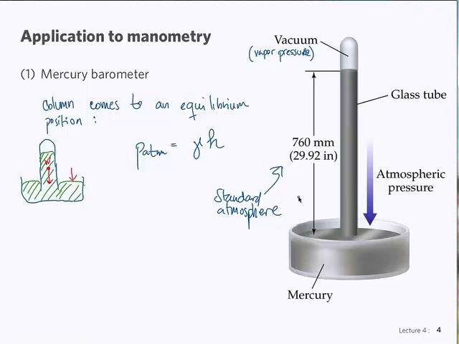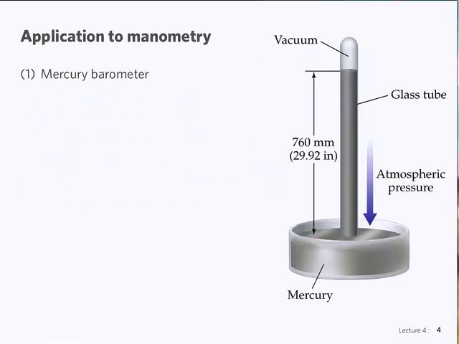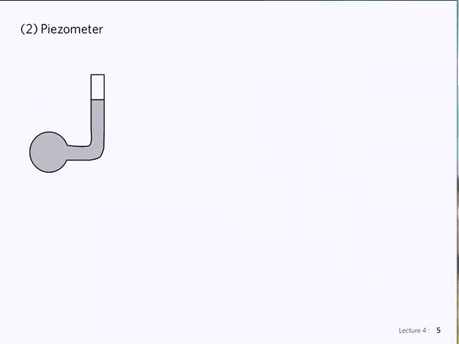Okay, good. So this is one application of this simple equation to measure atmospheric pressure. There are a variety of other manometers. We call manometers basically these devices that use a column of liquid to measure pressure. Those are manometers. Okay, number 2 is called a piezometer.